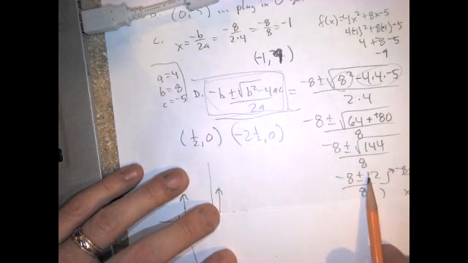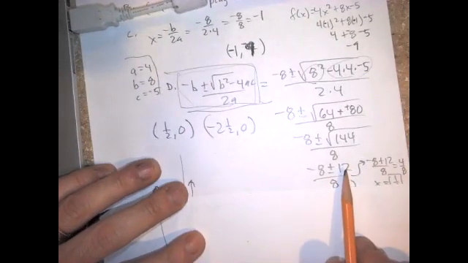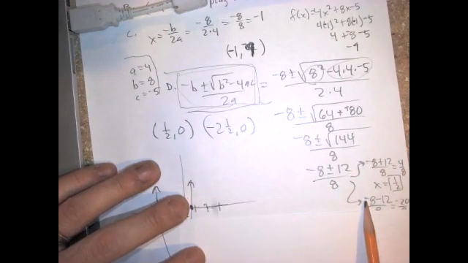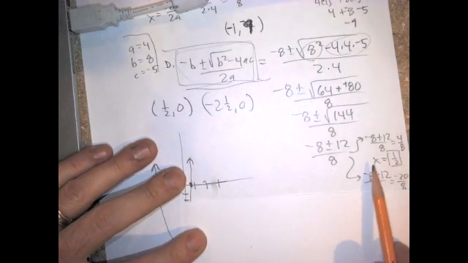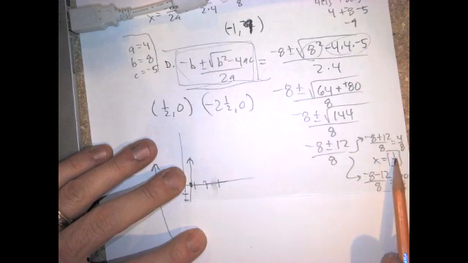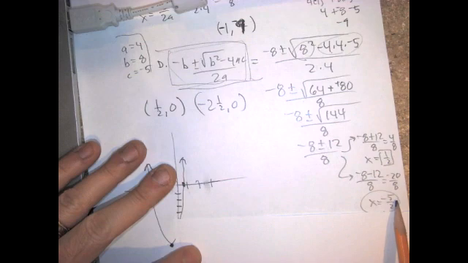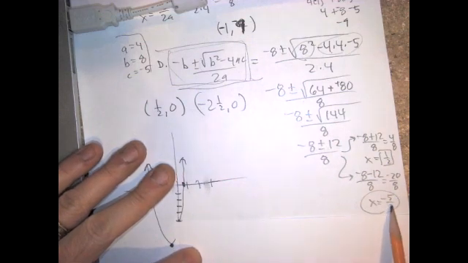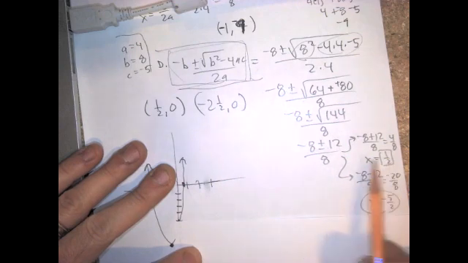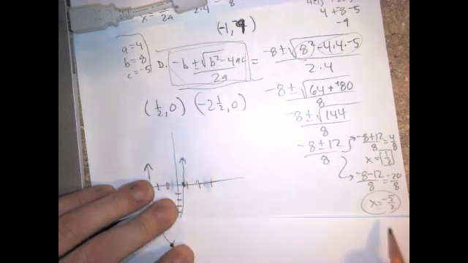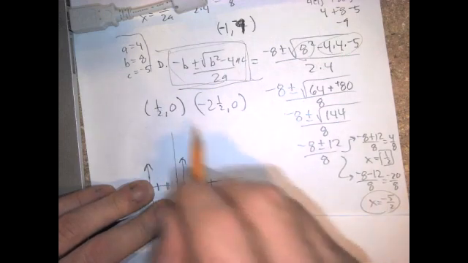It's going to be 2 answers, -8, one more step. This simplifies to 12. Now you can get 2 answers, -8 plus 12 over 8 and -8 minus 12 over 8. So I divide it into 2 parts here. This one comes out to 1/2, and this one comes out to -20 over 8, which reduces to -5 over 2. Those are the x values of my roots. So that means I got a root at 1/2, 0. And I've got another root at -2.5, 0.